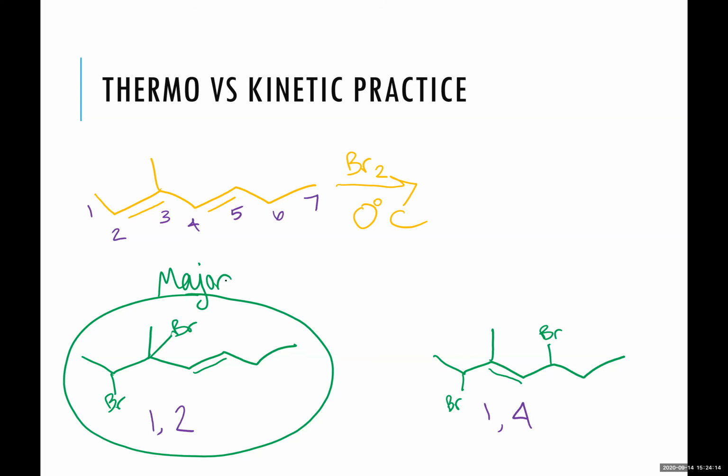This might seem like a dumb question, but for the major product, how it's 1,2, I was just wondering, why is it labeled 1,2 when the bromine is attached to it? It's not attached to the first carbon, it's attached to the second and third.